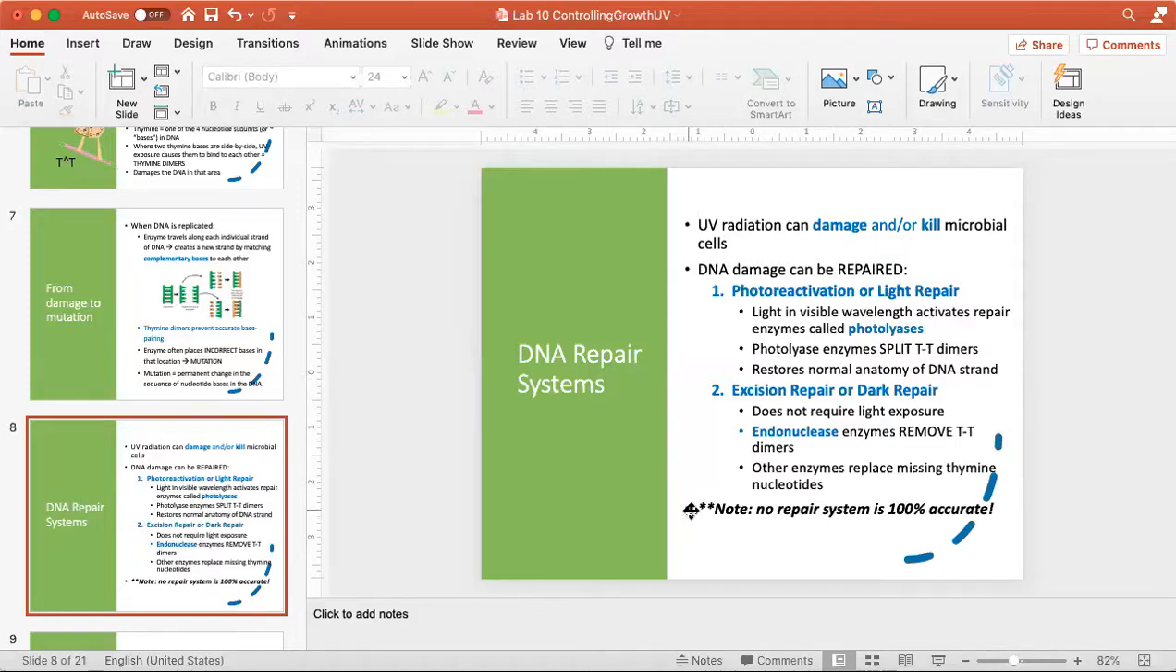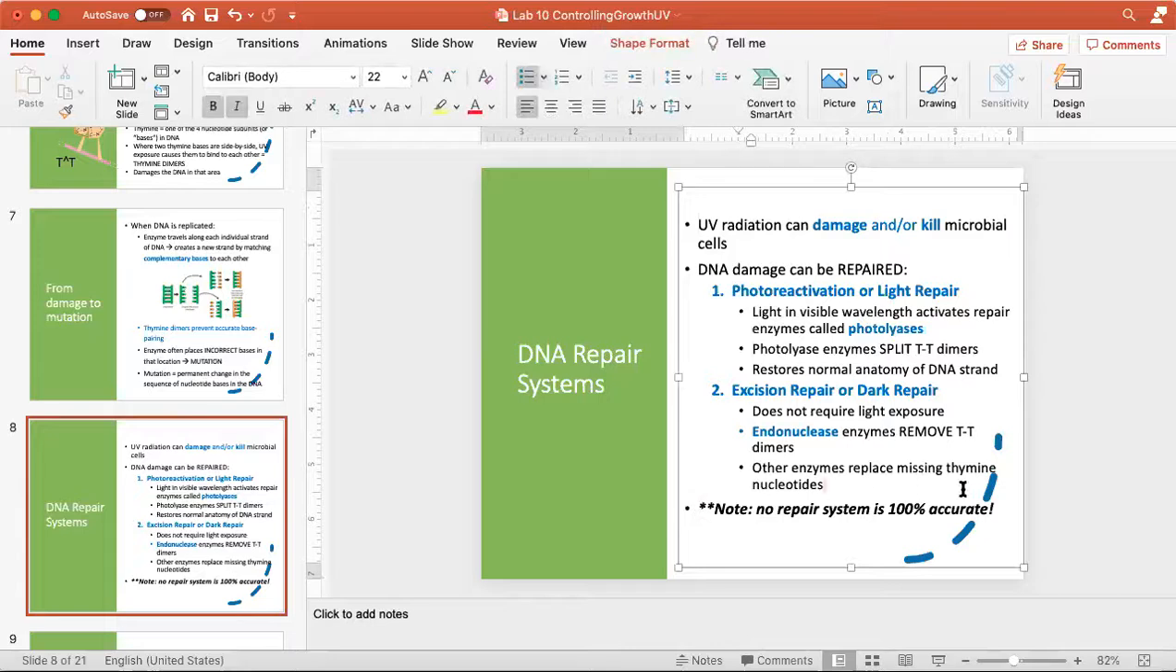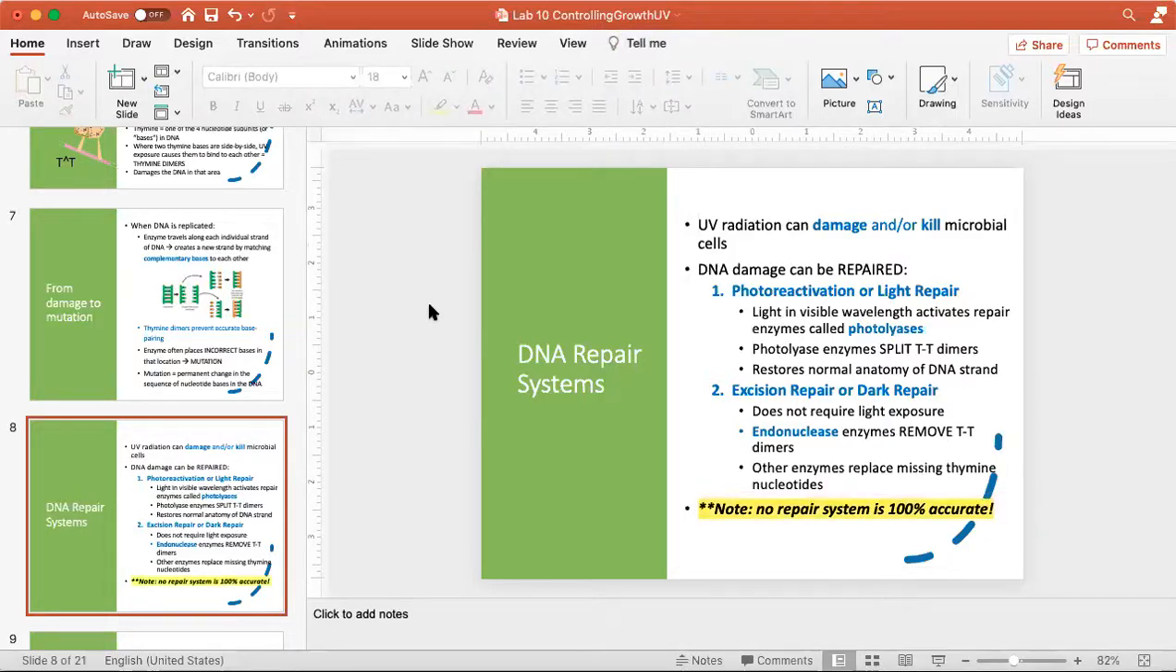But here's the important thing to note. None of these repair systems are 100% accurate. In other words, some of these thymine dimers are going to persist. They'll get missed by the enzyme systems, and they'll persist.